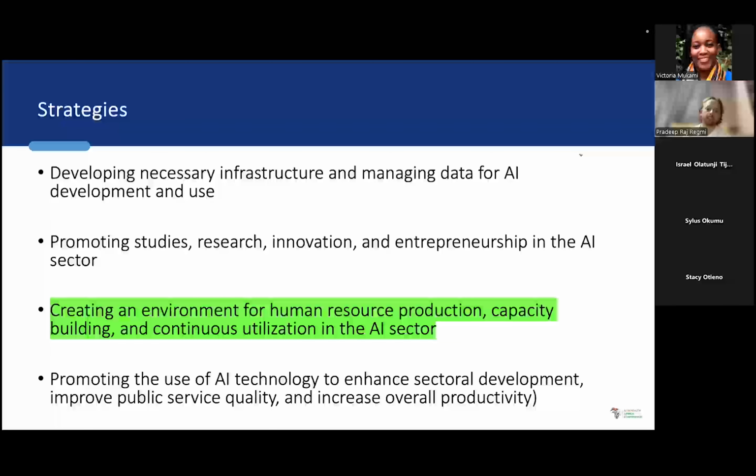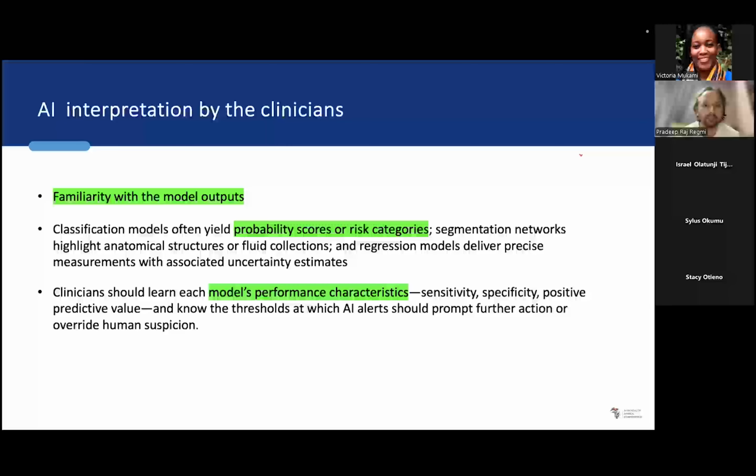For creating an environment for human resource production, capacity building, promoting studies for artificial intelligence, infrastructure development, managing data for AI development, and promoting the use of AI technology. So this is a brief summary of our national AI policy, which was drafted a year ago.